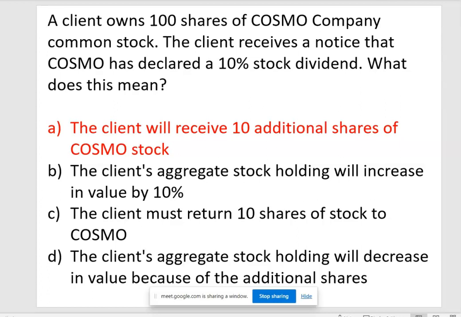Aggregate means total value. No, they don't have to return 10 shares. I've never seen anything like that. And no, the aggregate holding will not decrease. It stays the same before and after.